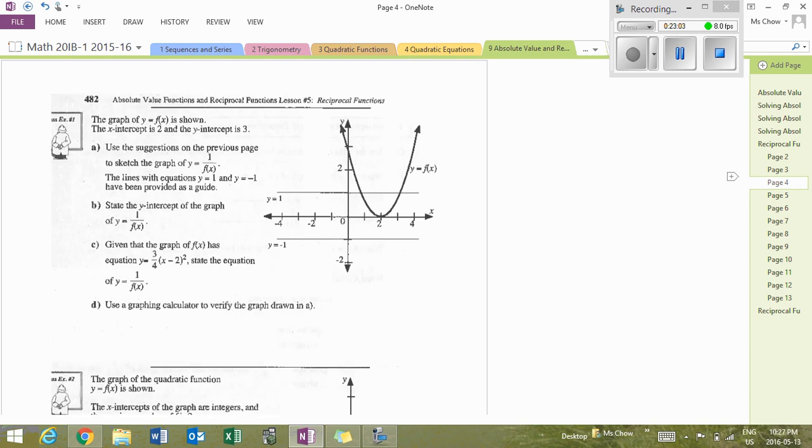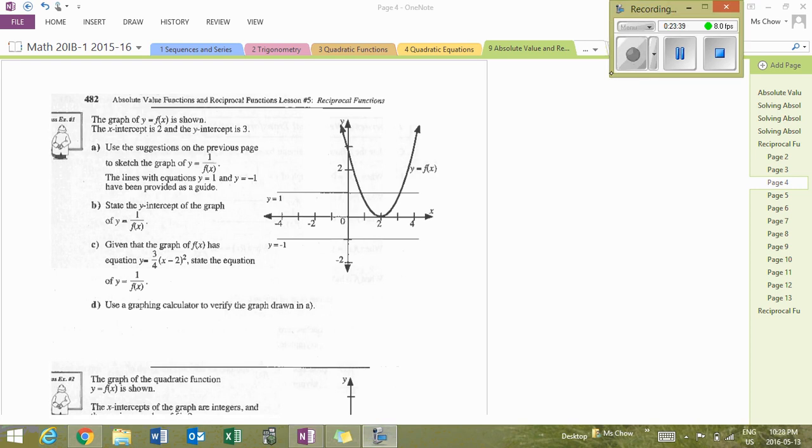So the graph of y equals f of x is shown, and the x-intercept is 2, the y-intercept is 3, so using the suggestions, try to go ahead and sketch the graph. So hit pause if you want to give that a shot on your own and see what pieces you can put in. So obviously, what are you looking at? Think about your invariant points. Think about your vertical and your horizontal asymptotes. Think about your y-intercept and see if you can put that all together. So hit pause and then we'll come back.